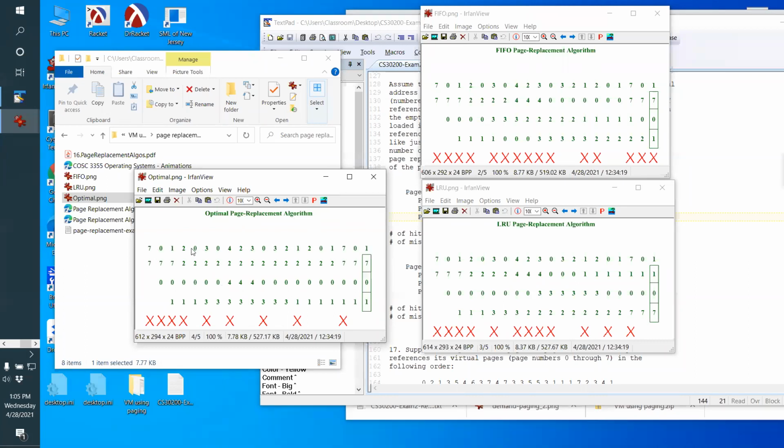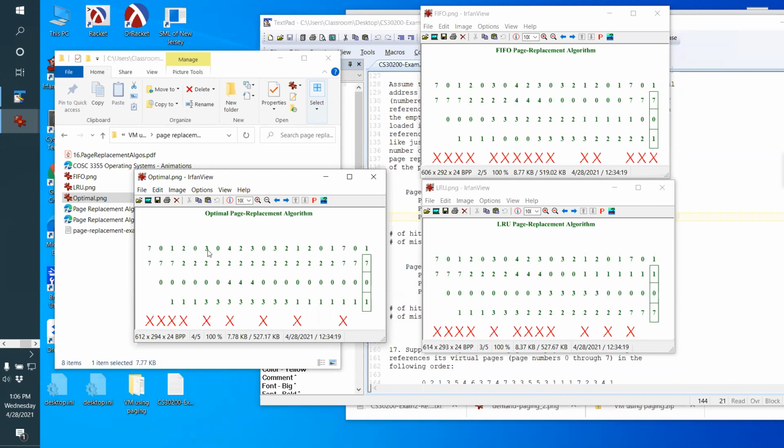By keeping a history of what the page accesses were, they can compare the history to what would have been if they'd used the optimal policy. So 2 gets brought in on top of 7 because 7 is not going to get used way over to here. Now 0, well, 0's in memory, so that's not a page fault.